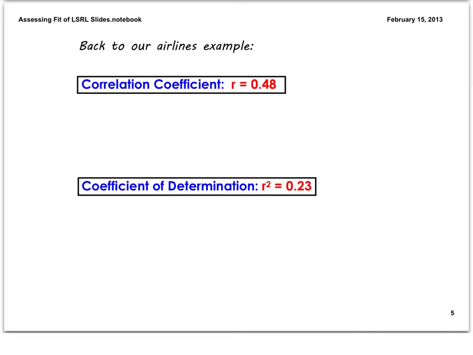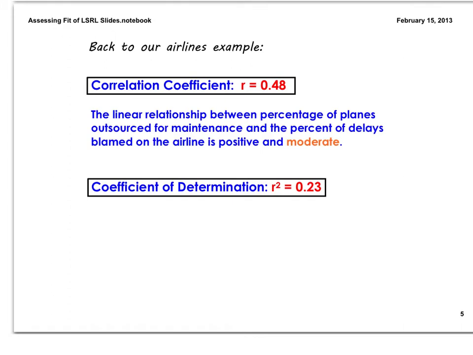Let's go back to the airlines example. You may want to grab those papers that you may have printed out from the previous video so that you have the data and the scatter plot right there with you. You will see a picture of this on the next slide, but it might help to have it in front of you now. The correlation coefficient for that relationship was 0.48, and keep in mind this tells us about the strength and direction of the linear relationship between these 2 variables. So I've just given us an interpretation here. The linear relationship between percentage of planes outsourced for maintenance and the percent of delays blamed on these airlines is positive and moderate.